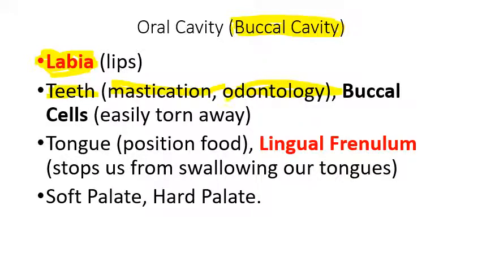Right, so there are a lot of scientists who look at the fact that carnivores have long fangs called canine teeth, and herbivores do not have the canine teeth. And so the study of the shape and function of teeth is called odontology. It's an important field of research, but that's what it's called. And then we have the buccal cells that line the inside of the buccal cavity that are easily torn away when we swallow our food.